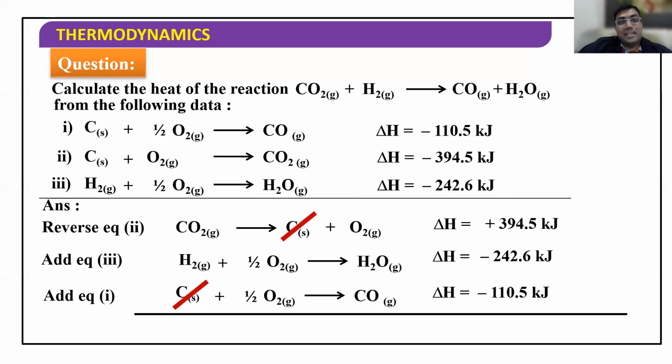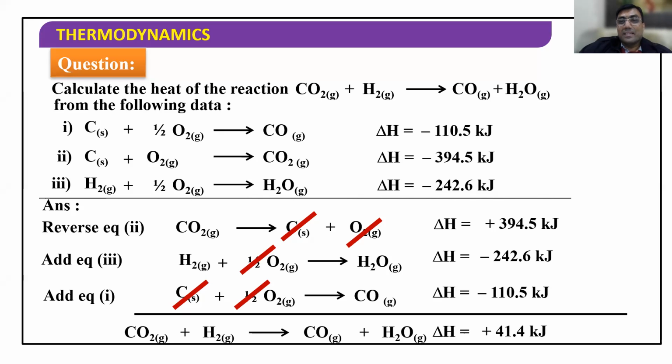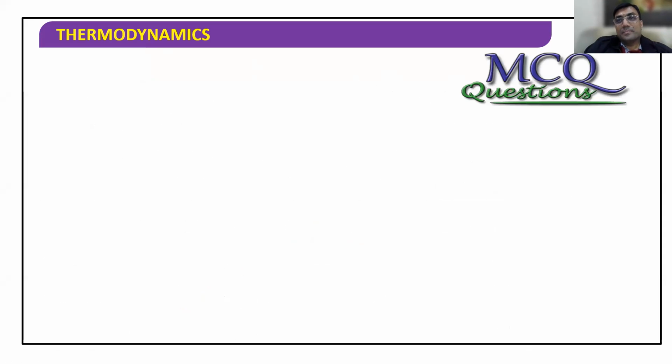Add. You get the answer. Clear or not? So it gets cancelled, and this also gets cancelled. You get the net reaction if you want to check. So that is the answer. So whether the reaction takes place in a single step or a series of steps, you get the same answer. So these are heats of formation, and from the heat of formation you got the heat of reaction. Are you clear or not? Yes, sir.